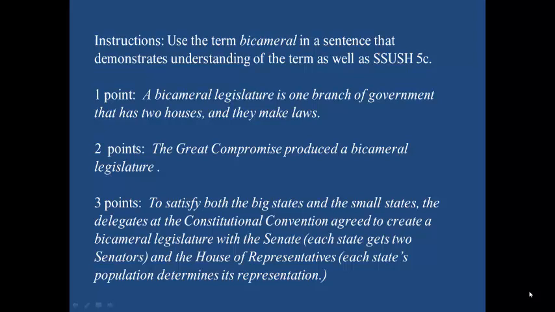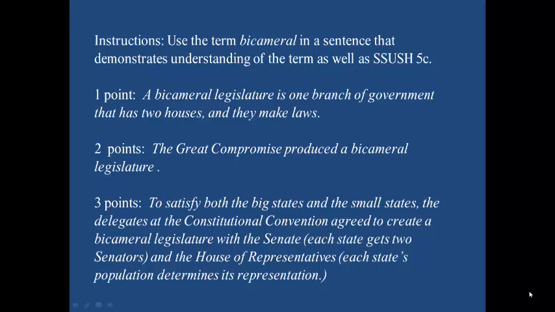Now let's take a look at another example. 3 responses to the same instruction, which would be to use bicameral legislature in a way that thoroughly shows understanding of the term and of element 5C. One example fails to meet the bar. Second example meets the bar. The third shows mastery.